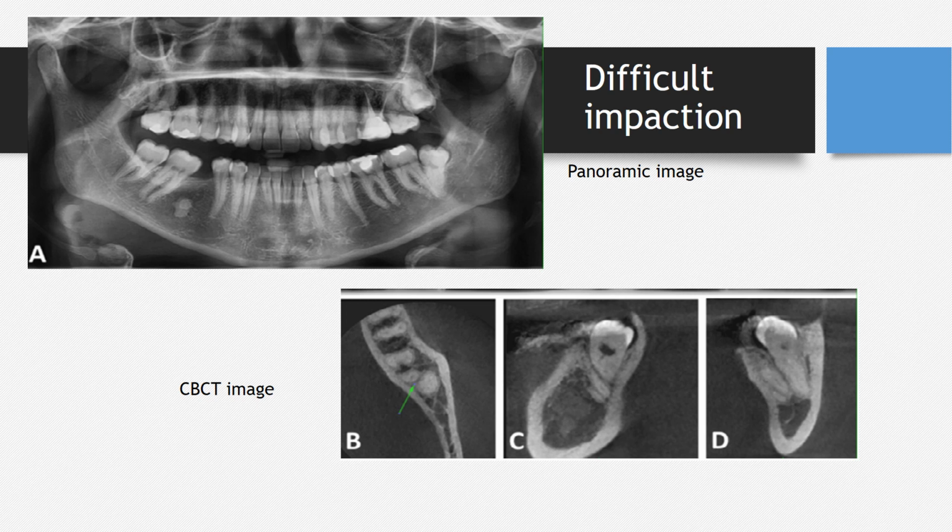This is an example of a difficult impaction, and it shows you that the tooth which is distoangular impacted is very close to the roots of the 7, the adjacent 7, and hence a CBCT was ideal in this case to determine how close it is to the roots and helps you assess the difficulty of surgery, or helps the surgeon plan ahead before the surgery so that there are no surprises.